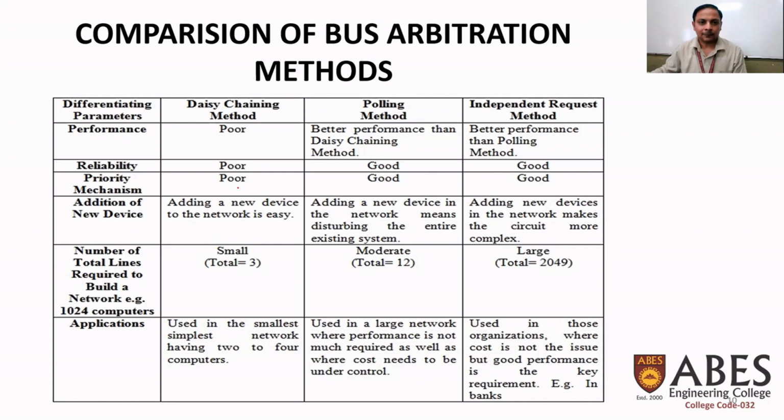If we talk about the priority, in case of daisy chaining, the first or nearest one will get the access first, then the next, then the next. So the priority mechanism is also poor in daisy chaining, and in case of polling and independent request, the mechanism is a little better. If we want to add a system, if we extend the network, then in case of daisy chaining, the addition is easy. In case of polling, we have to increase the number of wires, so extension is a little costly. In case of independent, it will be much costlier.